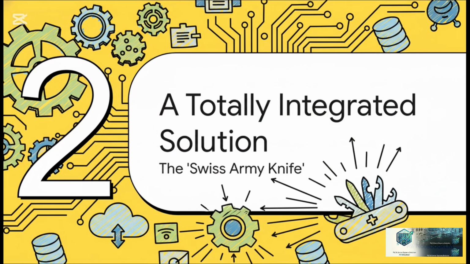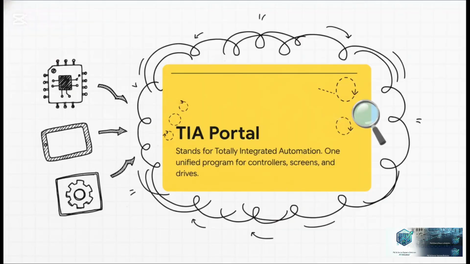So, to fix this disaster, Siemens came up with a total game changer, a single, unified platform that works like a Swiss Army knife for the whole project. And that, of course, is the TIA Portal. TIA actually stands for Totally Integrated Automation, and really, the name says it all. It brings all the tools for the controllers, the screens, the drives, everything into one powerful place. The benefit is just beautifully simple. One project, one program. Problem solved.